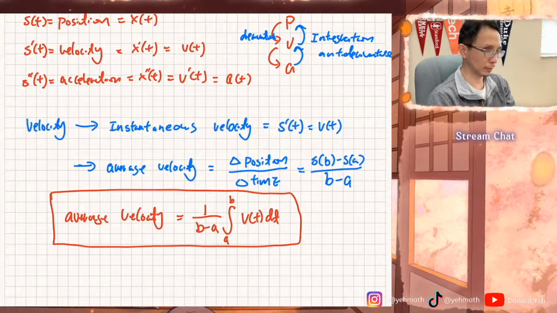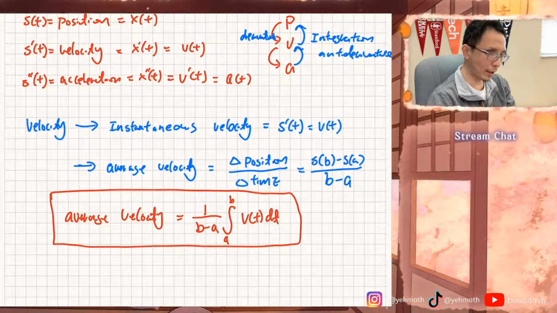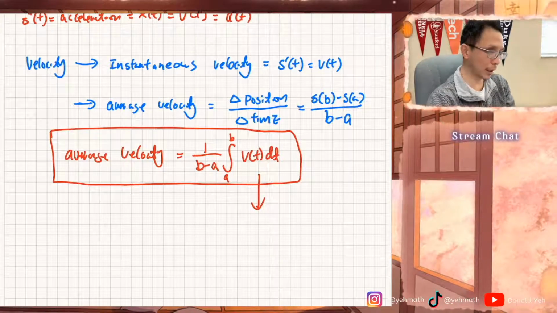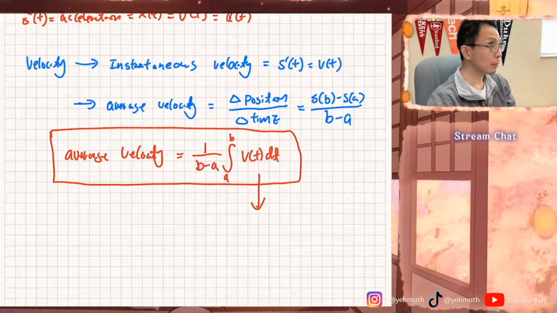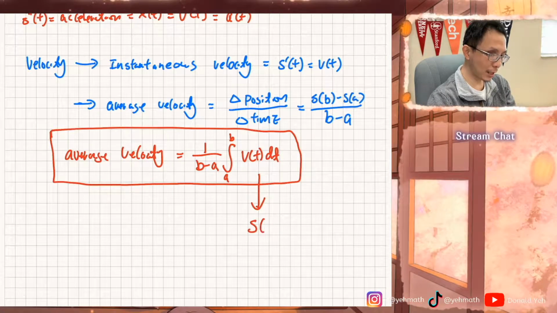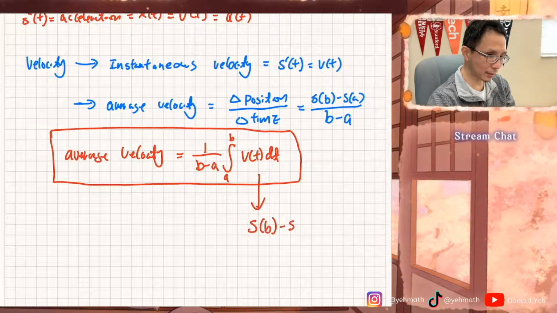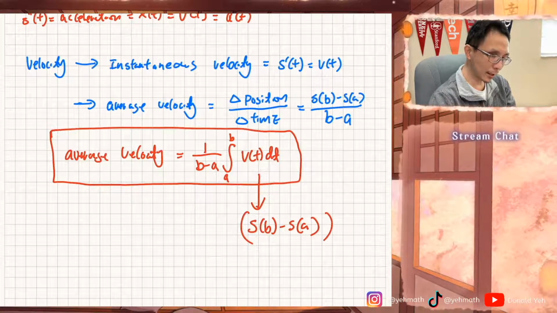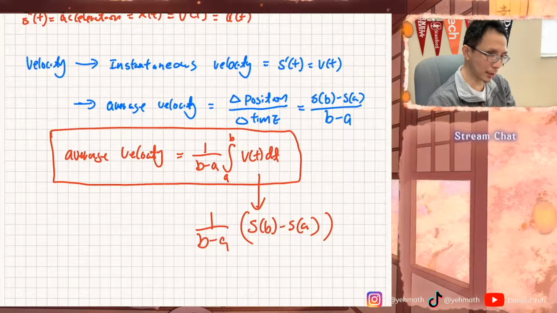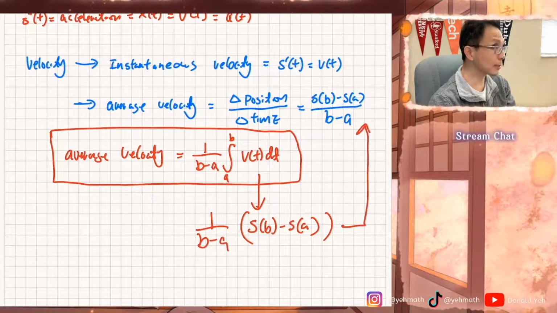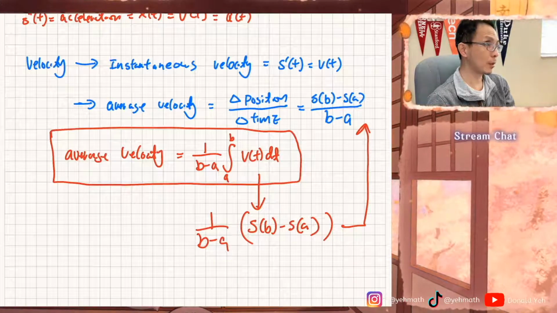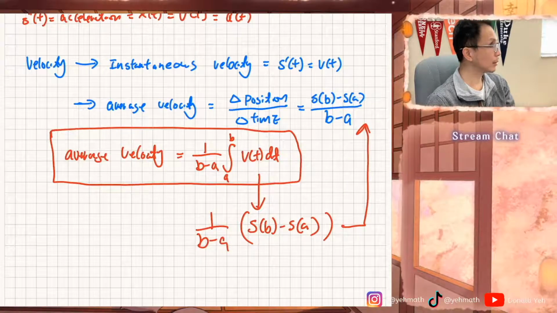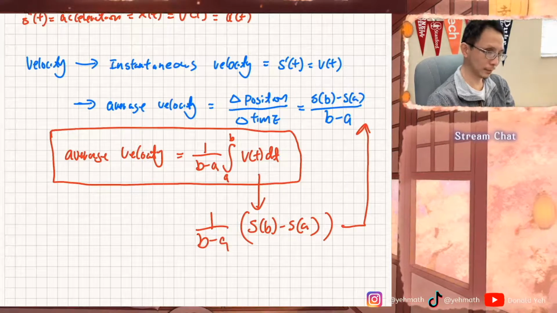Got it? Does that make sense? Why? I'm going to explain to you. If I integrate v of t, what am I going to get? S of t, right? So it's going to be S of b minus S of a, right? Does that make sense? And this is going to be times 1 over b minus a. Does that look like the same thing as this? Wow. Something pretty cool, right? Something pretty interesting. You got it?